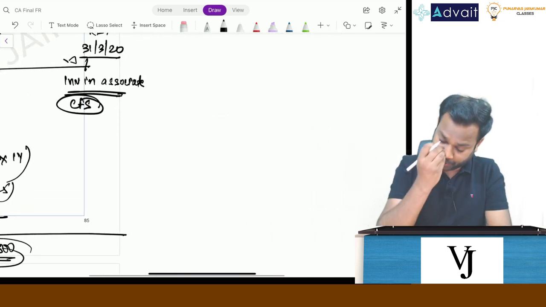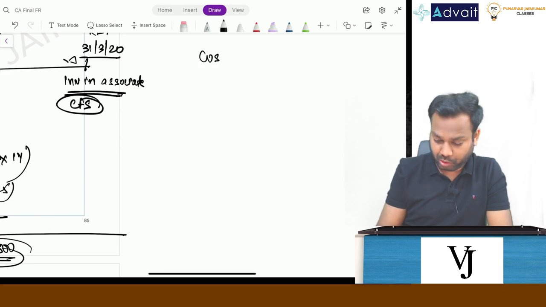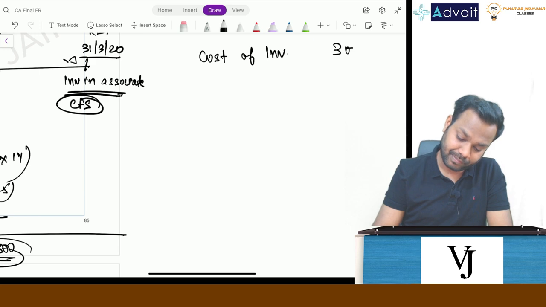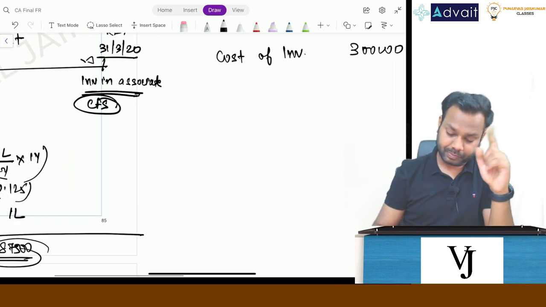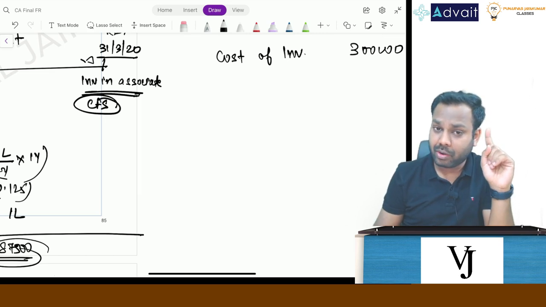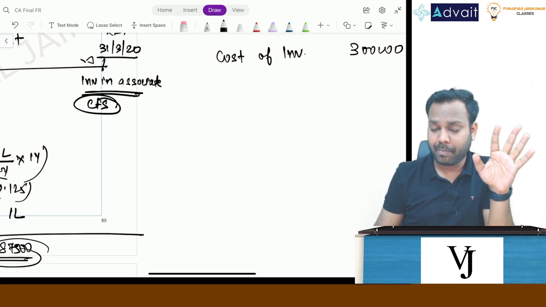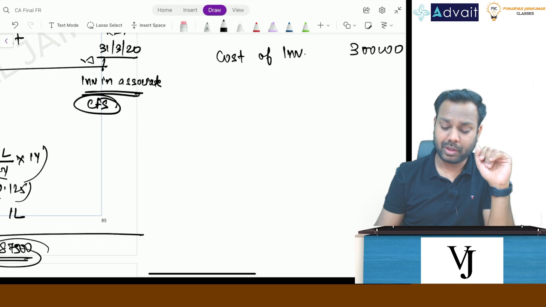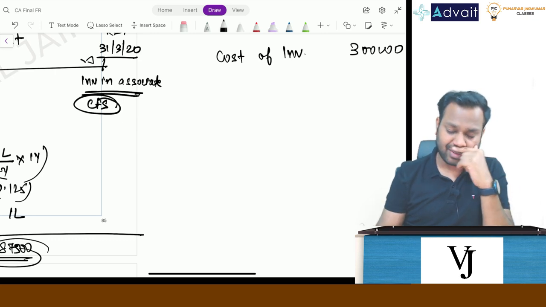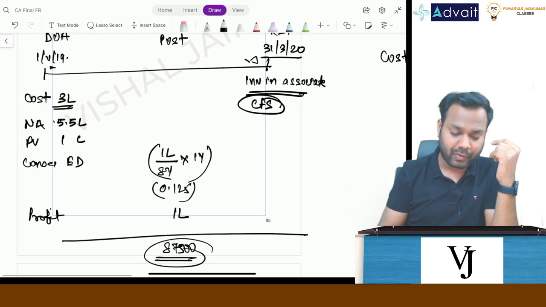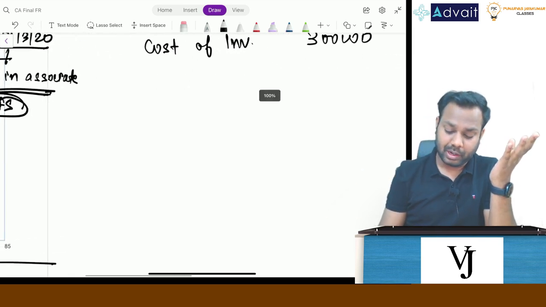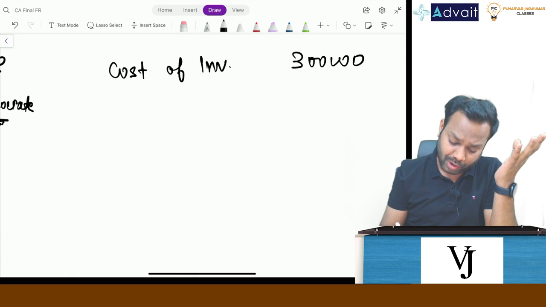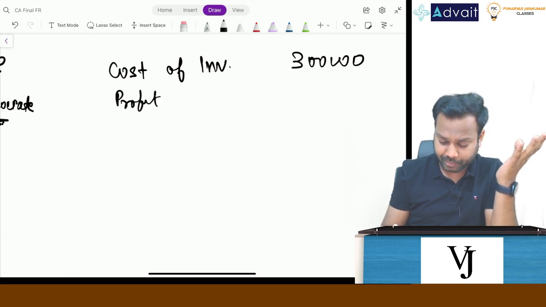See, under the equity method, guys, listen to me very carefully here. Cost of investment was 3 lakhs. Now, fair value adjustment was done on the date of acquisition, so it will not have any impact on this one, the valuation of investments, because any adjustment done on the date of acquisition impacts the goodwill, not the valuation of investments.